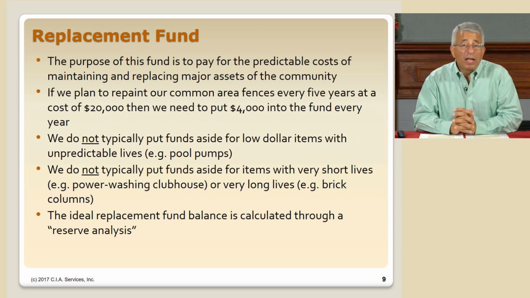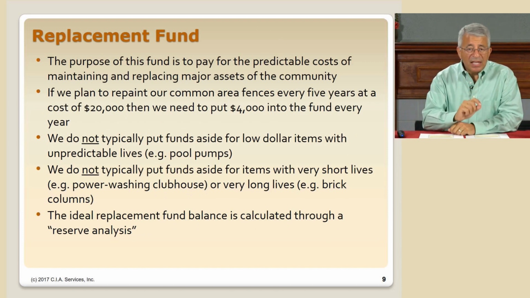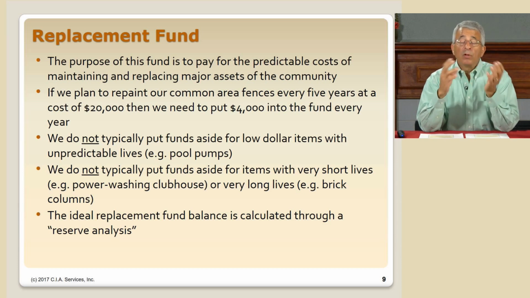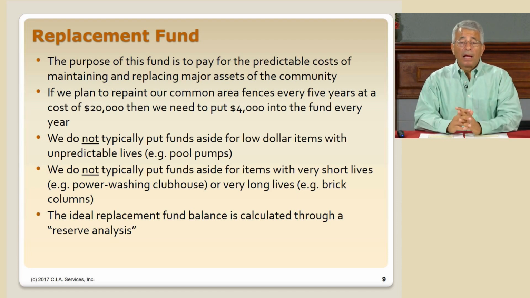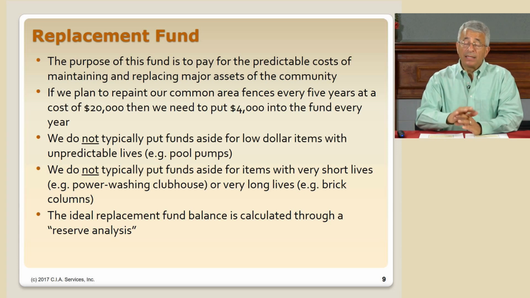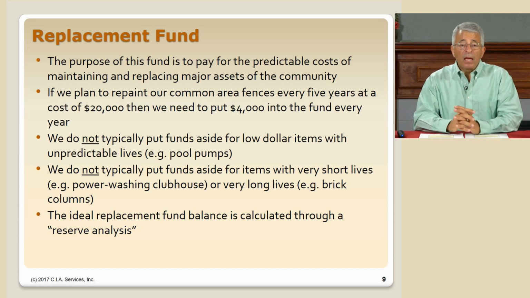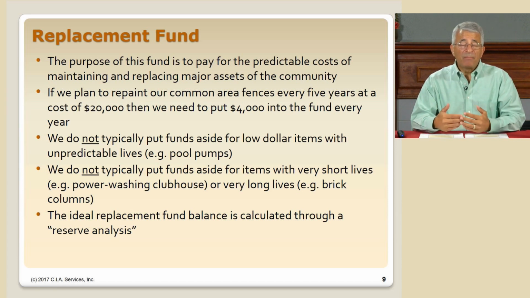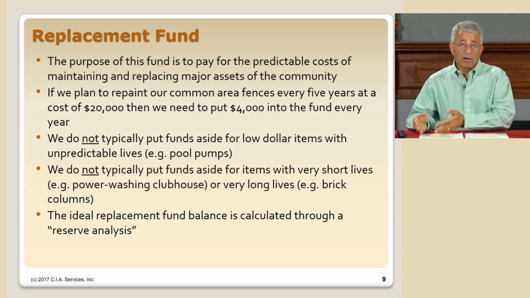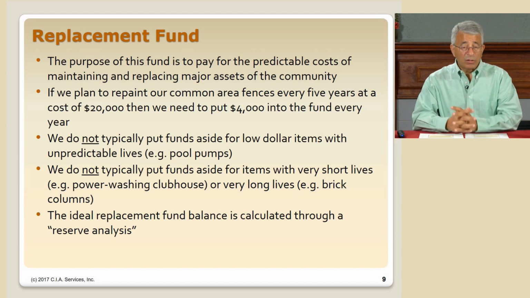Let me move now on to the replacement fund. Again, the purpose of this is to take care of the predictable cost of maintaining or replacing the major assets of the community. So for example, if we have boulevard fences and we have them painted and we want them always to look good, then you can do a real easy calculation to determine that, well, if we want to paint them every 5 years and it's going to cost us about $20,000, then we need to put aside $4,000 every year, and that will mean we'll have $20,000 when it's time to paint.